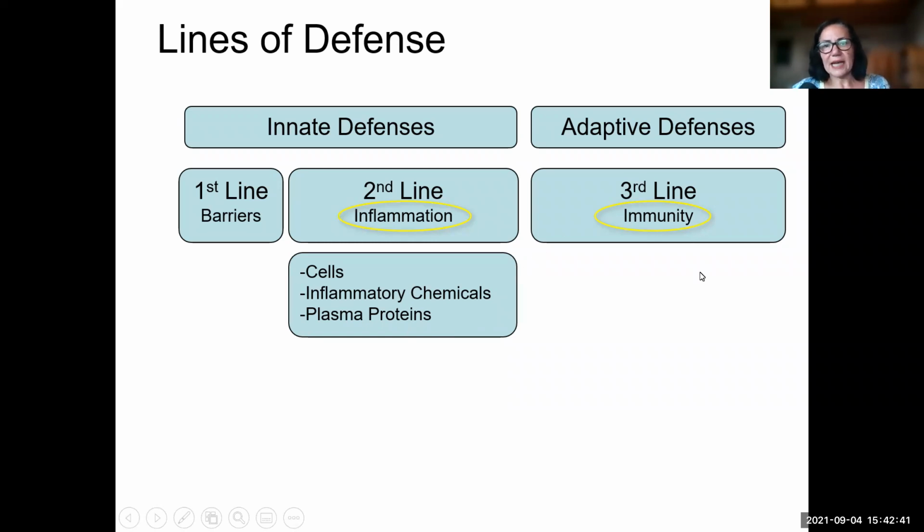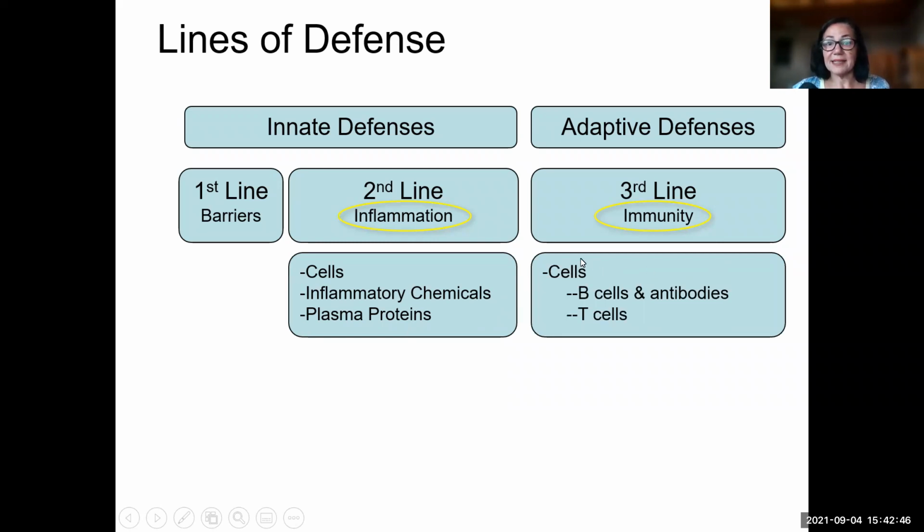And then over on the adaptive defenses side, mostly what we're talking about are cells. And the cells over here are the lymphocytes. We'll talk about classes of lymphocytes called B cells that go on to produce antibodies, and we'll discuss those in detail, and then T cells and the different categories of T cells.